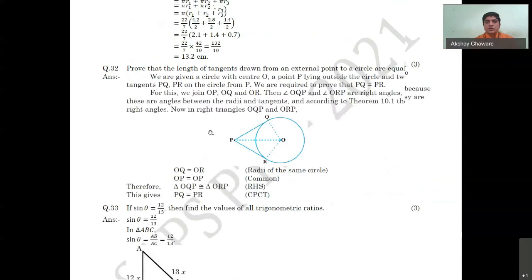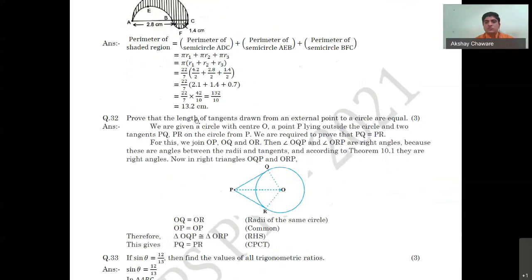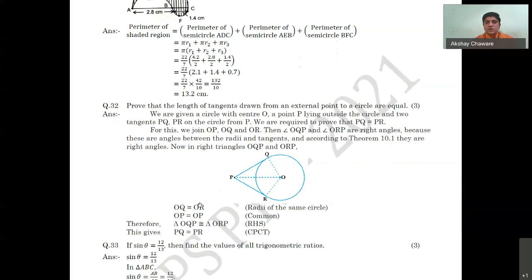Now in question number 32, prove that the lengths of tangents drawn from an external point to the circle are equal. So this is a very simple theorem, that tangent segments drawn from an external point are equal. So here we have to consider two triangles POQ and PRO. And if we prove these two triangles congruent, we can say that PQ is equal to PR. Now how to prove these two triangles congruent? Say OQ is equal to OR, radii of the same circle, OP is a common side, and angle Q and angle R are both 90 degrees because of the tangent-radius property.